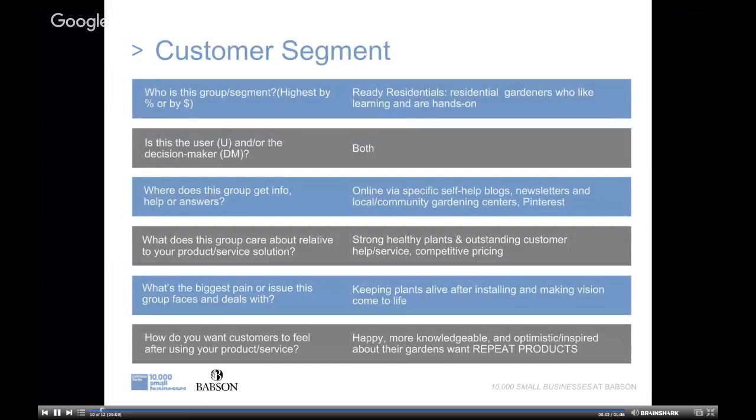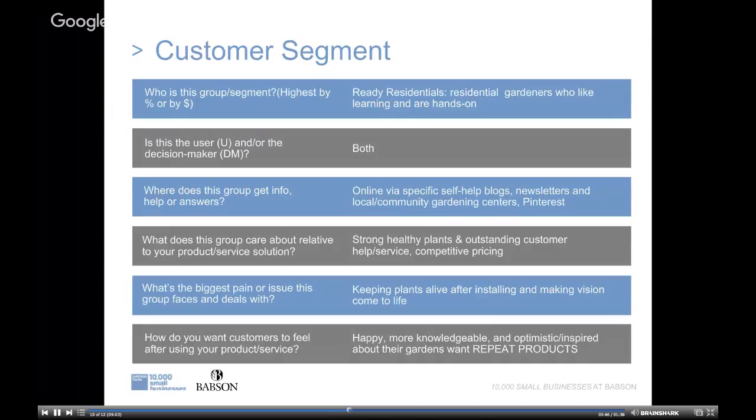As an example, we've done the customer segmentation for Rolling Green. They found that their top segment was actually residential gardeners who like learning and are hands-on. They gave them a cute name called Ready Residentials. They found out that the Ready Residential is both the user, the person who gardens, and the decision maker. This is the person who actually goes to the store and buys the product. This group of Ready Residential gardeners gets information online, looking at self-help blogs. They also get information from newsletters and community local gardening centers, and some from social media.